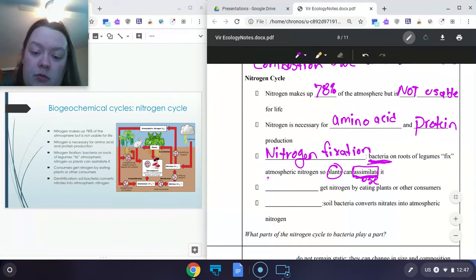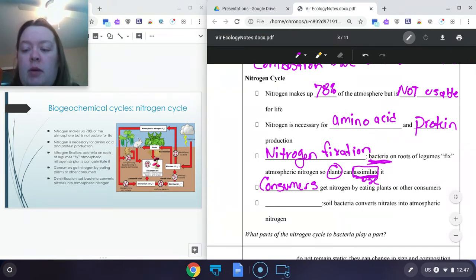So consumers, which are organisms that eat, consumers get their nitrogen by eating plants or by eating other animals. So anything that's a heterotroph, including fungi or decomposers, including scavengers, detritivores, omnivores, herbivores, and carnivores, they all get their nitrogen by eating plants or other animals or breaking other animals or plants down.